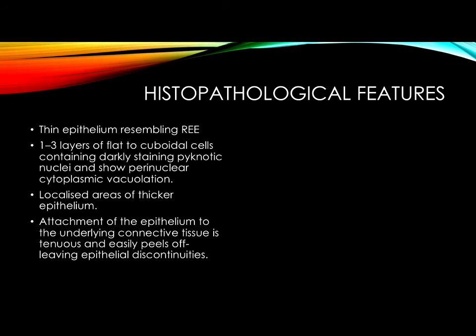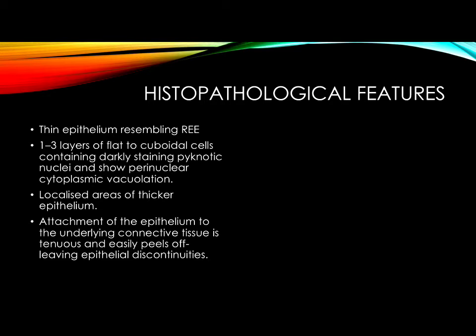Histopathologically, the lining epithelium resembles a reduced enamel epithelium and is composed of 1 to 3 layers of flat to cuboidal cells containing darkly staining pyknotic nuclei and shows perinuclear cytoplasmic vacuolation. Now, there are localized areas of thickening in the epithelium which may mimic the epithelial thickening seen in the lateral periodontal cyst.